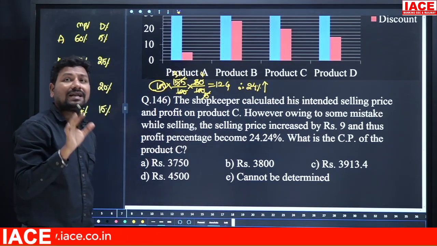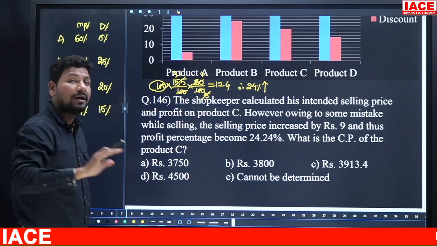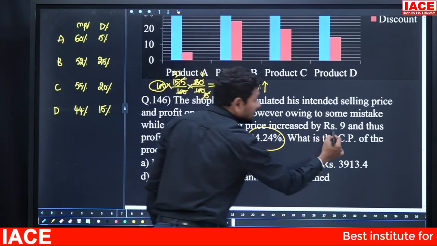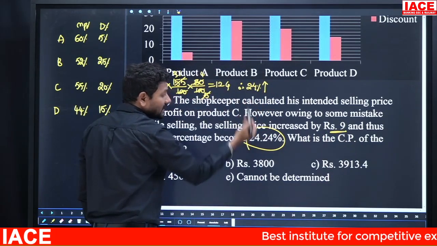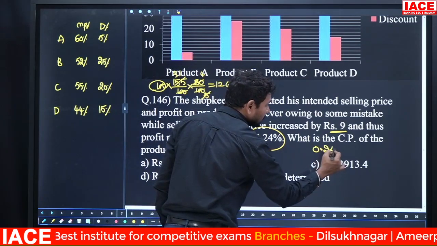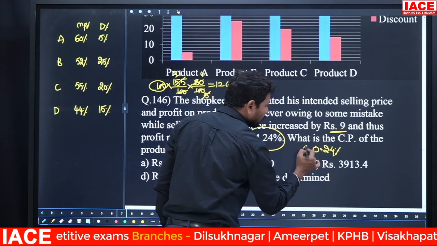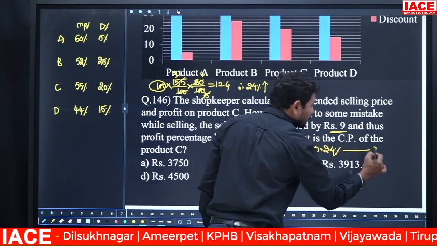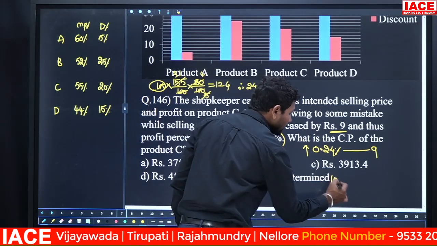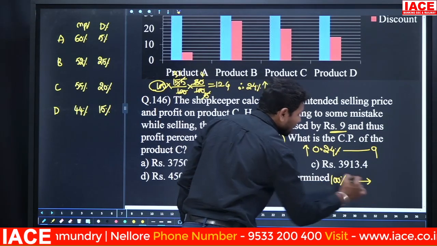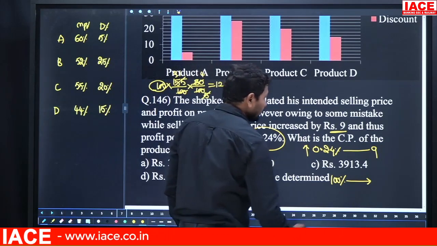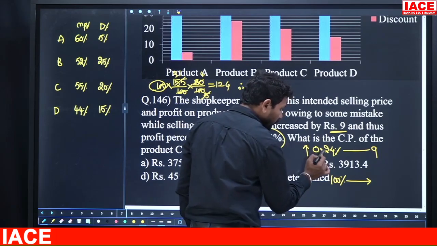Basically he has to take 24% profit only, but he ended up with 24.24% because of how much rupees increased? 9 rupees. 24% becoming 24.24% means how much percentage profit is increased? 0.24% profit is increased because of 9 rupees. I need to know the cost price. Cost price should always be equal to how much percentage? 100%. And solve it. Here 0.24 will be written in the denominator.